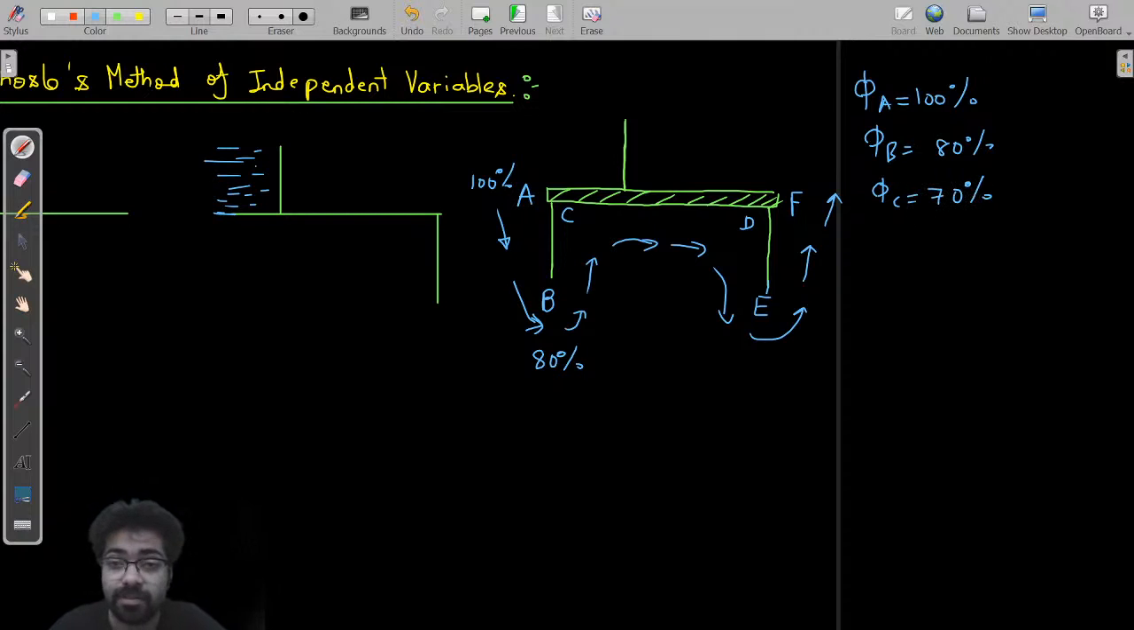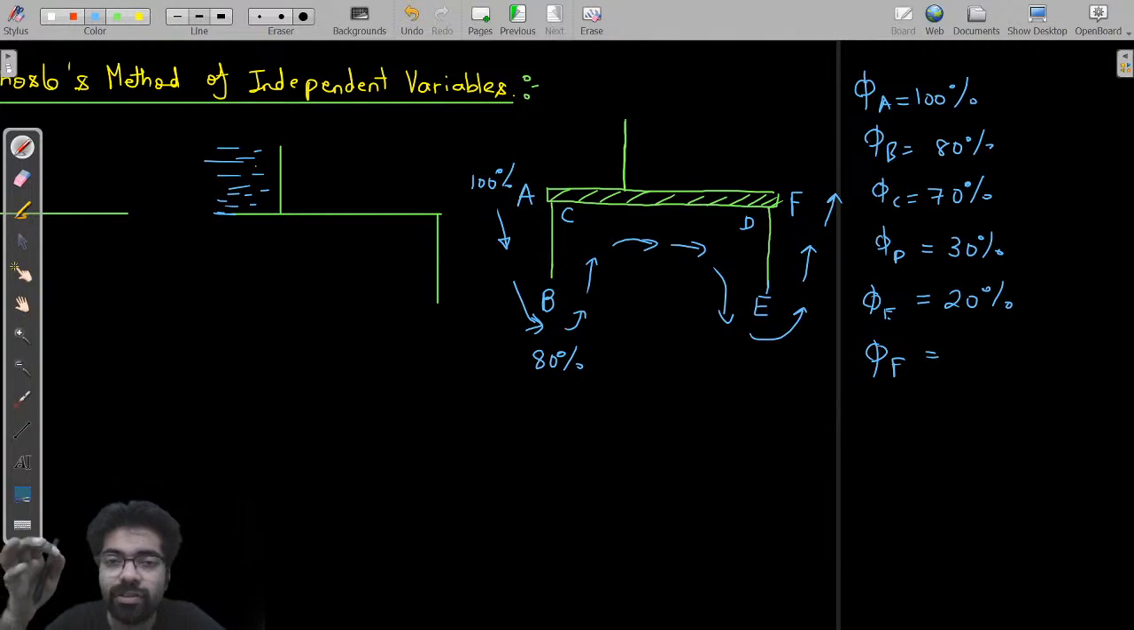Listen very carefully. Then at D, obviously somewhat less energy. Suppose this is very long and too much energy has been lost, so now I will say 30% of the hydraulic head or energy is remaining. At E, now even less energy will be there. And obviously when water reaches F, the entire energy of the water will be finished.